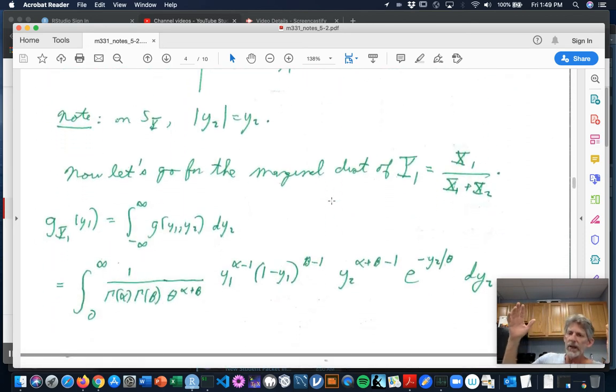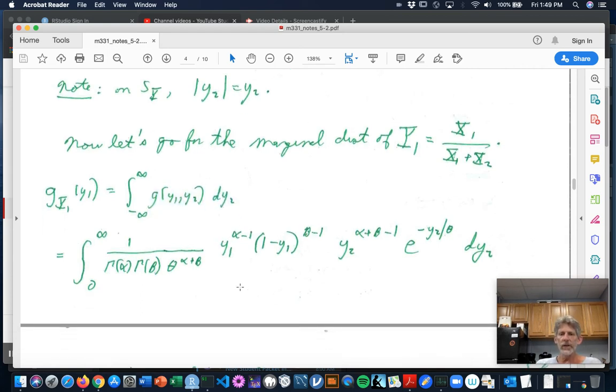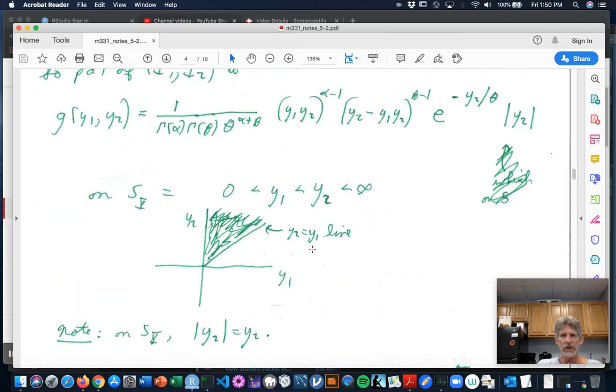Now, we got that PDF, so we could go for the marginal of capital Y1. All we got to do is integrate from minus infinity to infinity the joint PDF dy2. And so set up that integral, well, y2 has to be positive, so I'm really only going to integrate from 0 to infinity. And then I got my PDF. And I go ahead and do the best I can to stick stuff together.